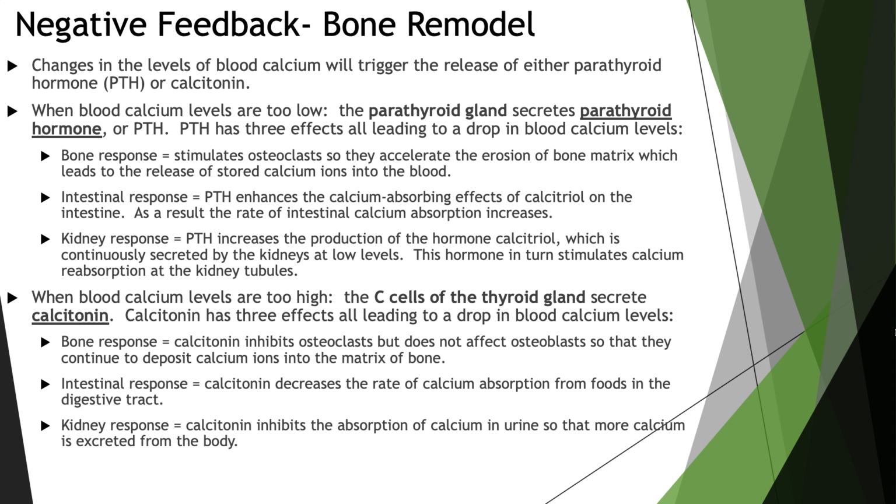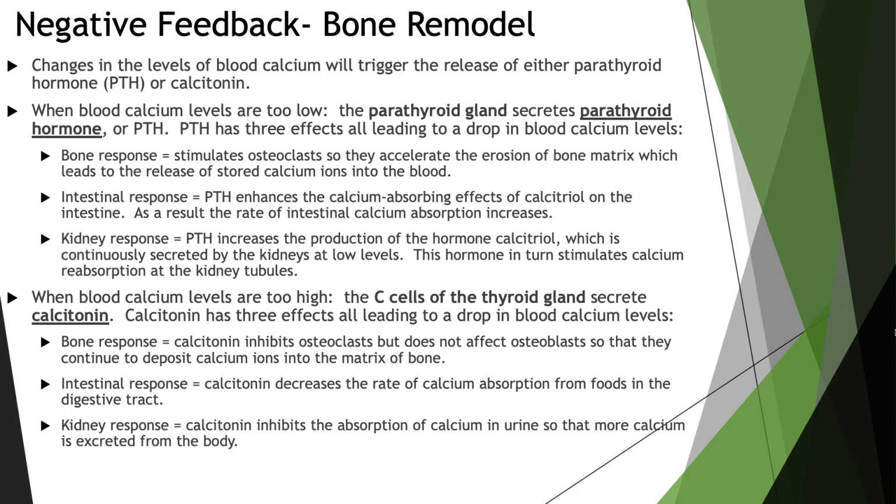When blood calcium levels are too low, the parathyroid gland will secrete parathyroid hormone, or PTH. PTH has three effects that all lead to a drop in blood calcium levels. It has a bone response, which stimulates osteoclasts so that they accelerate the erosion of bone matrix and lead to release of stored calcium ions in the blood. It has an intestinal response, where PTH enhances the calcium absorbent effects of the calcitriol in the intestines, and as a result, the rate of intestinal calcium absorption increases.